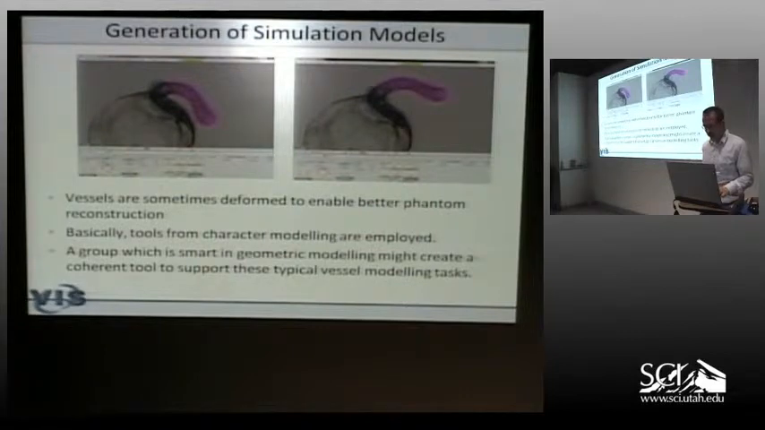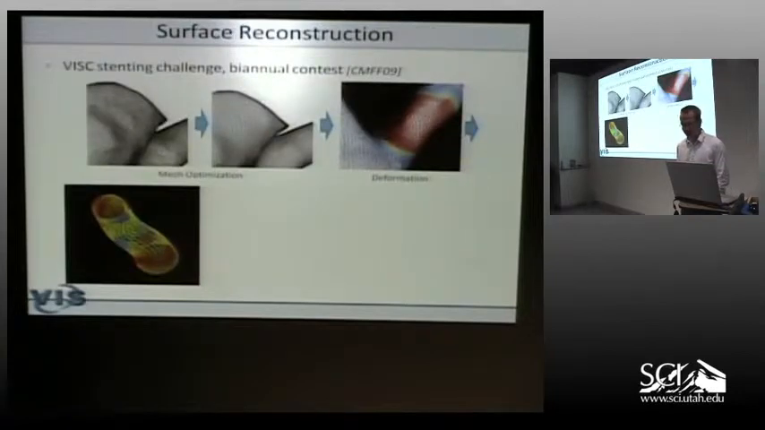We have another graphics group in Magdeburg led by Holger Theisel, and we really think about working together so that this group might come up with a vessel modeling tool which somehow integrates these steps we do manually, which is not at all a streamlined process.